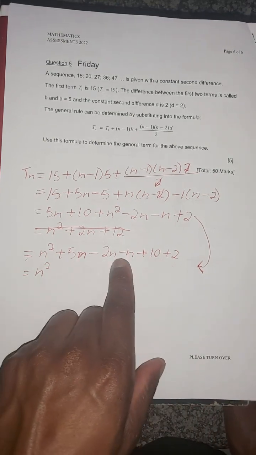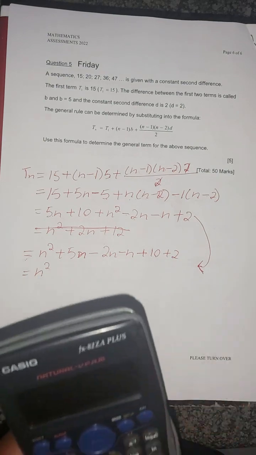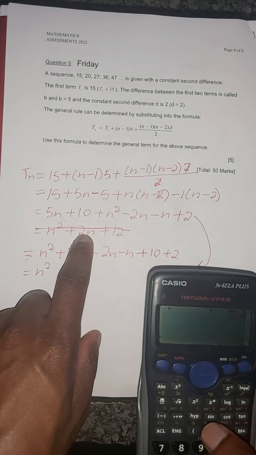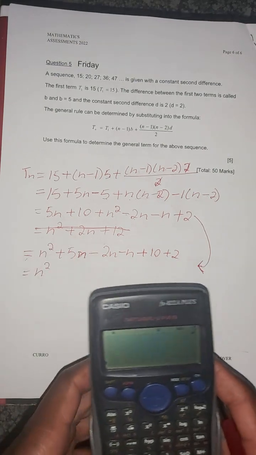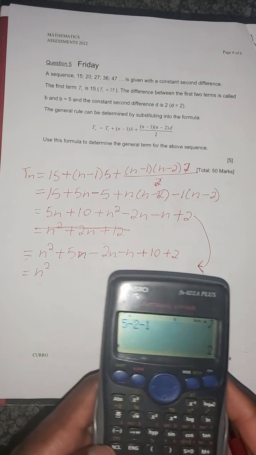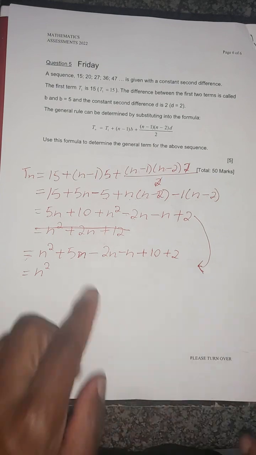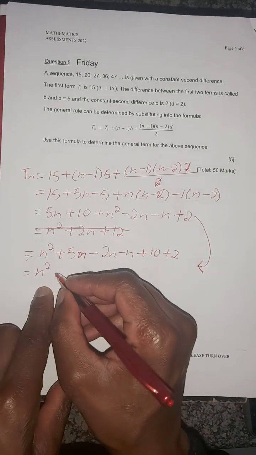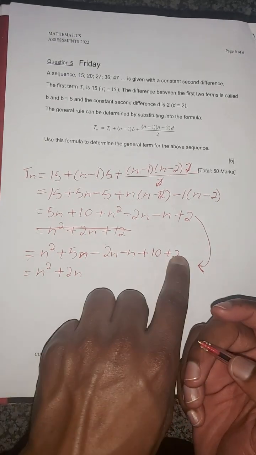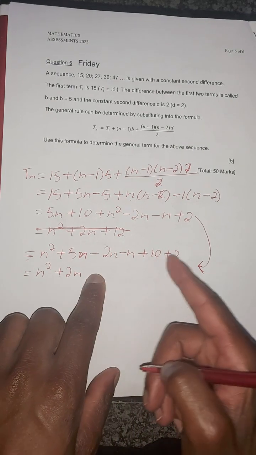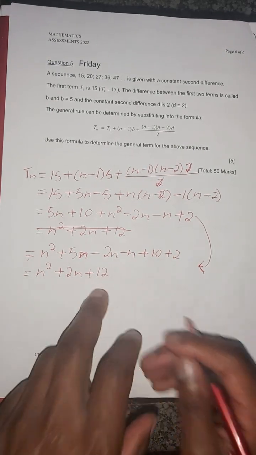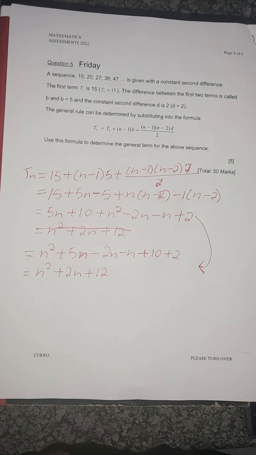You can use a calculator for this if you are not sure or in a hurry. Let's do it with a calculator, but you know we are supposed to get a positive 2n. So I'll have 5 minus 2 minus 1, and that gives me a 2. So it means I have the answer of 2n. And then here I have 10 plus 2. What is 10 plus 2? It is 12. And this is how you get your general formula.